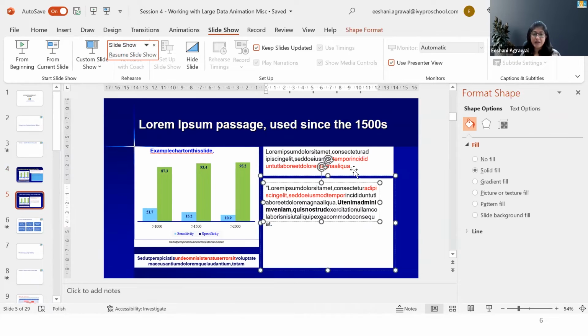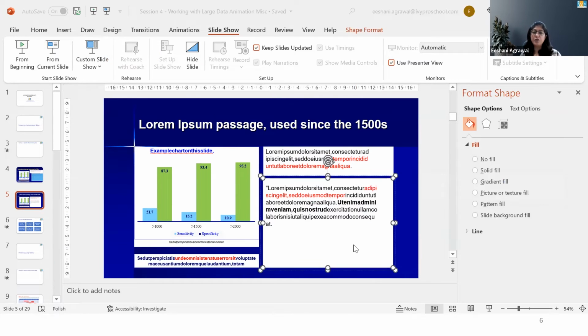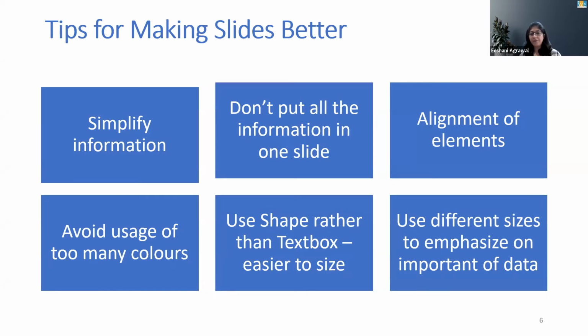If it was a single text box, this would not have been possible at all. Because we can use shapes in a better way in terms of sizing, we should use the text box inside the shapes, and use different sizes to emphasize the importance of data.